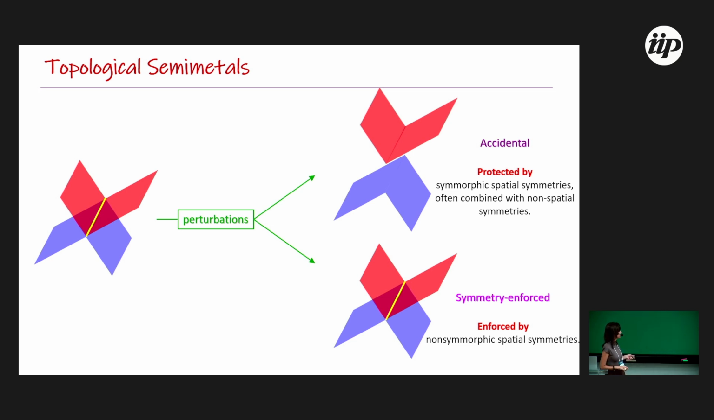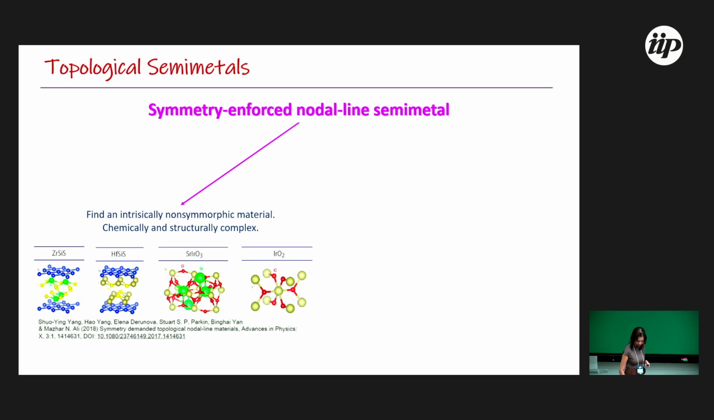But sometimes the band degeneracy, the nodal line in this case, is symmetry enforced. And this is the case that emerges when you have non-symmorphic spatial symmetries in your material. So the question is, how do I get these non-symmorphic materials? So there are the non-symmorphic space groups, and here are some examples of materials that fall into this generic class of non-symmorphic materials. Point is, they're very often, more often than not, very chemically and structurally costly and kind of cumbersome.